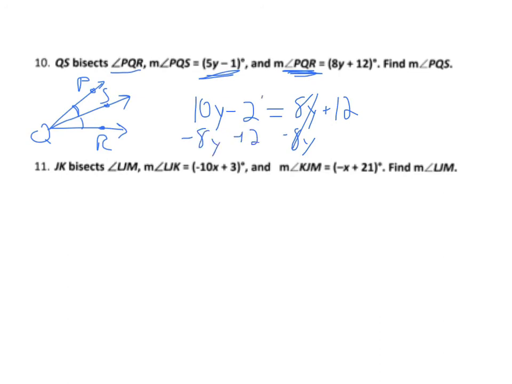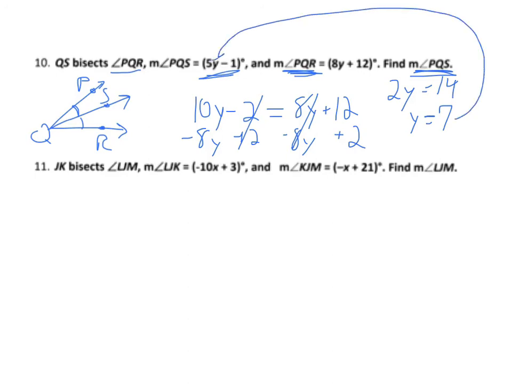Add 2, and I wind up with 2y equals 14. So y should equal 7. And the question doesn't ask me what y equals. It says find the measurement of PQS. So once I know what y is, which is 7, I can now plug it in to solve for PQS.